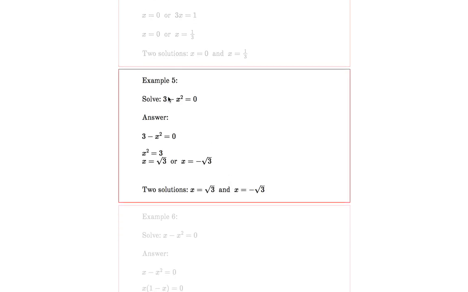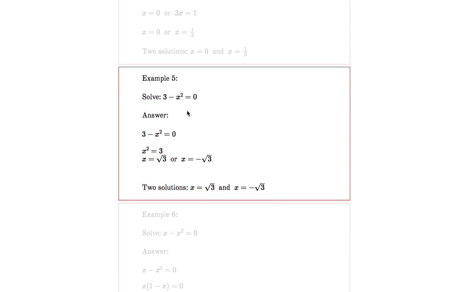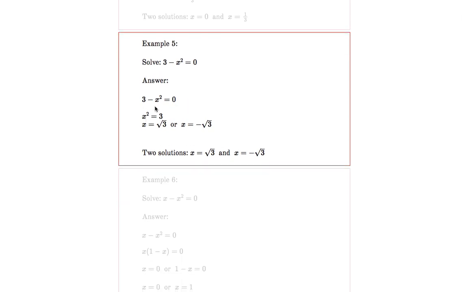Of course, the order of the quadratic terms and the constants and the linear terms can change. So let's look at this case where we start with a constant, then have the quadratic term is equal to 0. So x squared is just 3 because 3 minus 3 is 0. So we have x squared is 3. So we take the square root, x is the square root of 3, or x is minus the square root of 3. So we have two solutions, x is the square root of 3 and x is minus the square root of 3. This is quite simple.